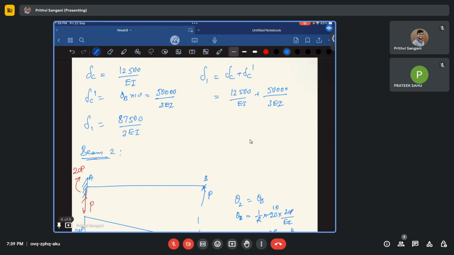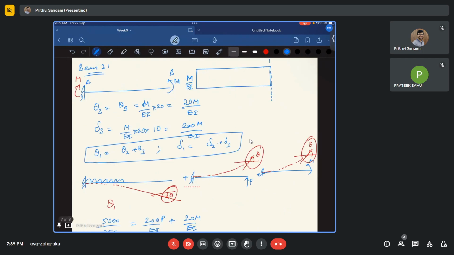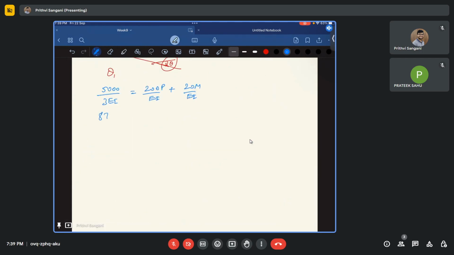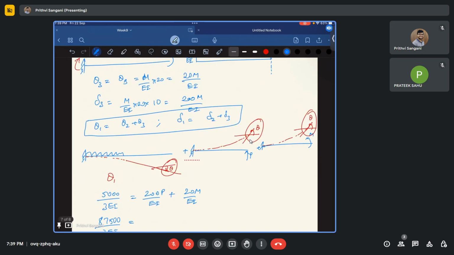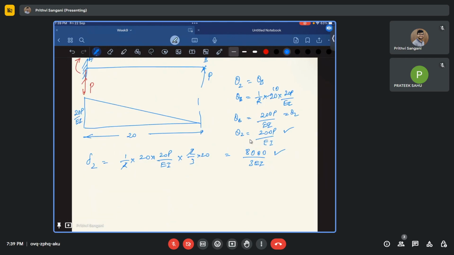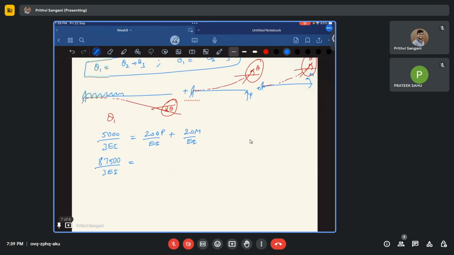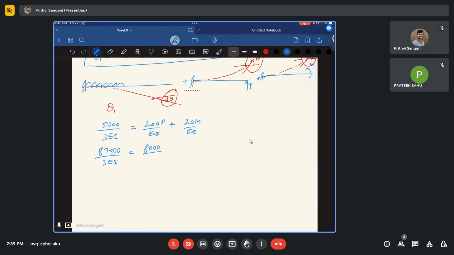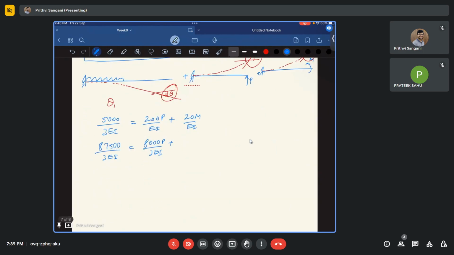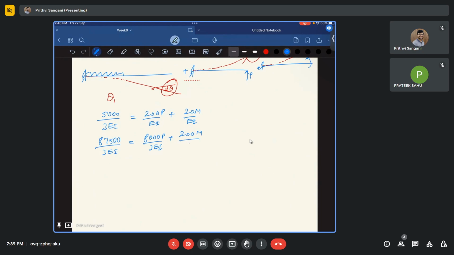And what about delta 1? Delta 1 is 87,500 by 3 EI. That is equal to delta 2, which is 8,000 by 3 EI into P, plus delta 3, which is 200 M by EI. So we have two equations and two unknowns, P and M. If we solve this, we'll get P and M.